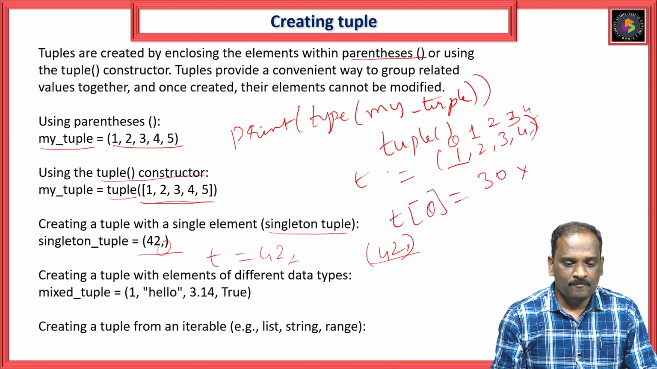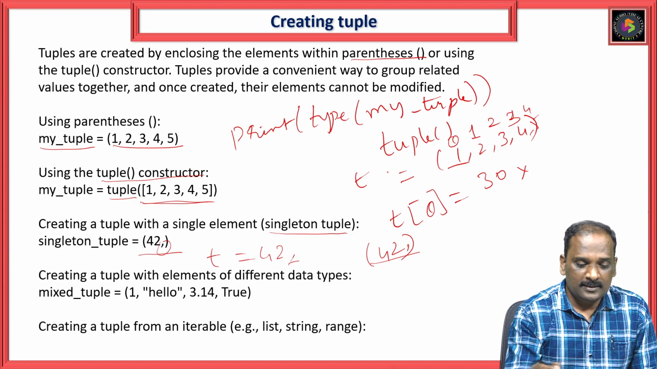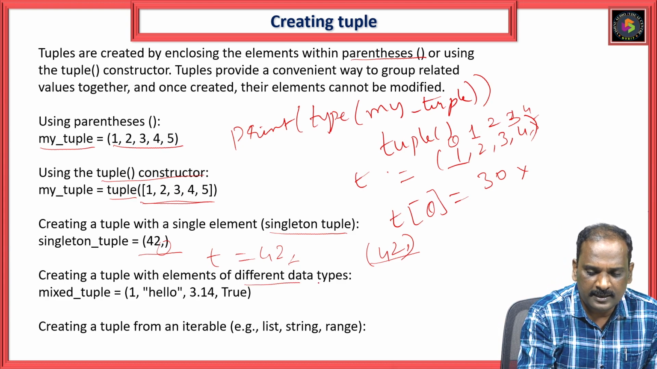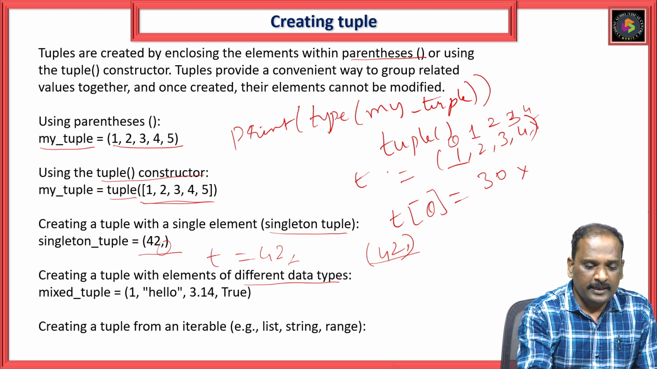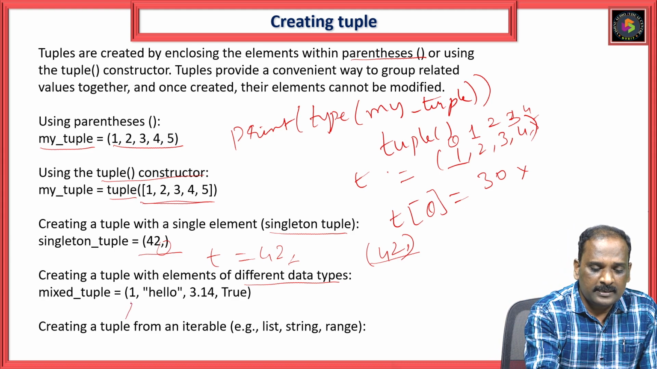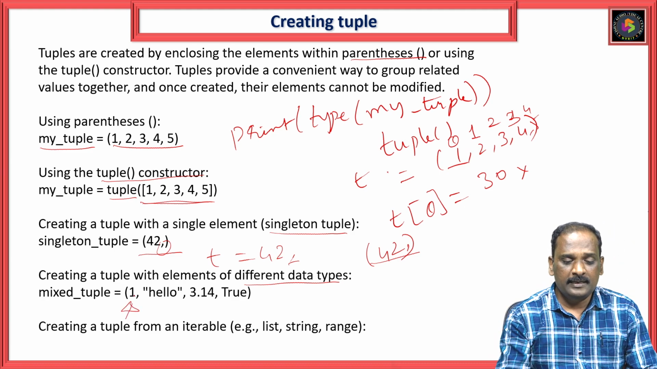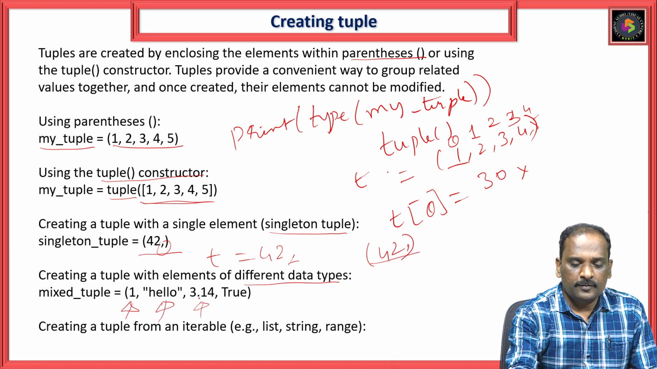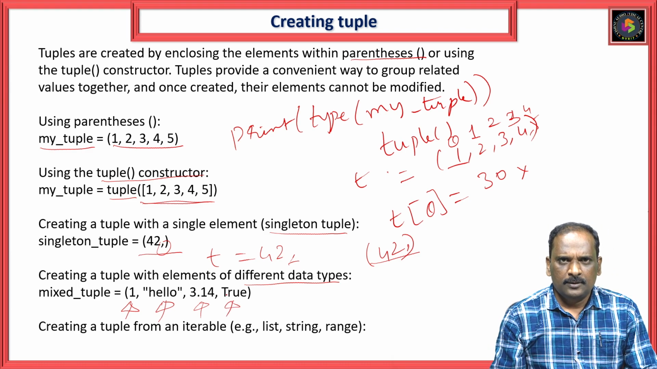As I said, a tuple contains heterogeneous data. So here we create a tuple with different data types. The mixed tuple variable contains 1, which is of type integer, hello, which is of type string, 3.14, which is of type float, and True, which is of type boolean. So a tuple contains different types of elements. It is heterogeneous.